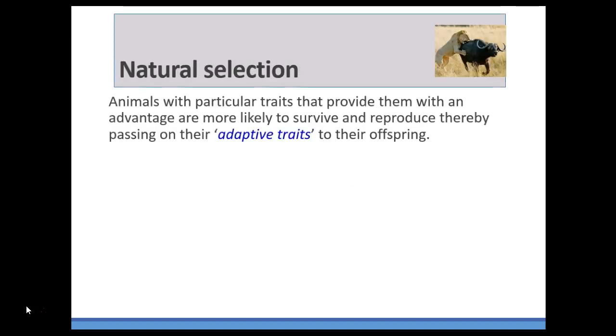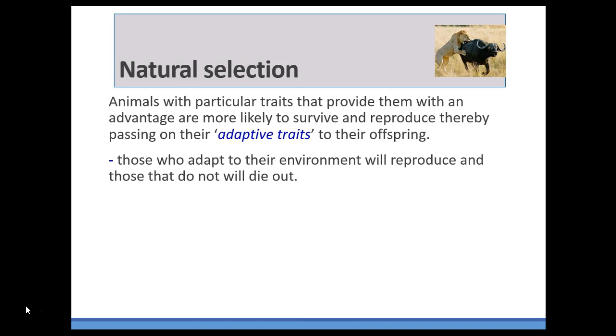Natural selection. Animals with particular traits that provide them with an advantage are more likely to survive and reproduce, thereby passing on their adaptive traits to their offspring. Those who adapt to their environment will reproduce, and those who do not will die out.